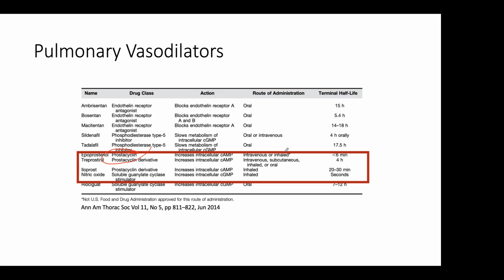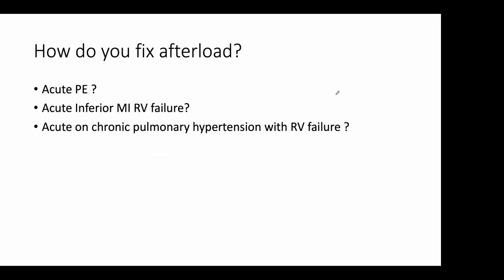Epoprostenol, which is a prostacyclin derivative, has been successfully used in managing patients with RV failure, especially in the cohort of cardiac surgery patients. So, how do you fix afterload? What about in the case of acute pulmonary embolism? Certainly you have an obstruction issue, right?